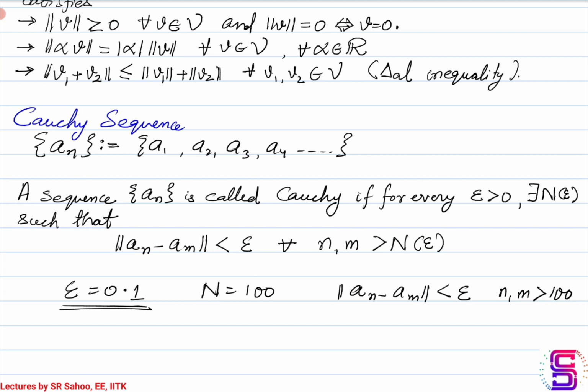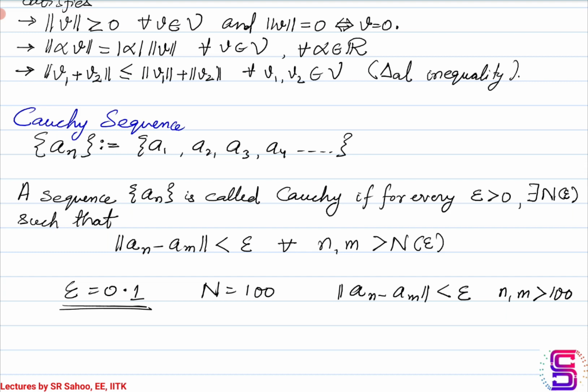So this means that after the 100th entry in the sequence, whatever entries you have, the distance between any two entries that you pick in the sequence after the 100th entry, the norm of the difference, will always be less than the specified value epsilon.